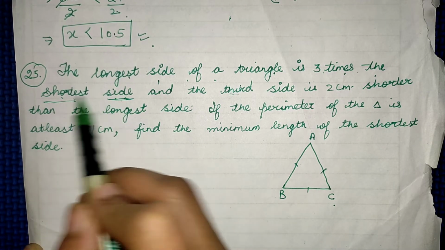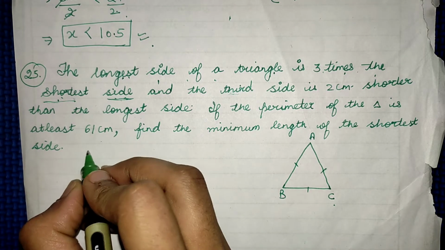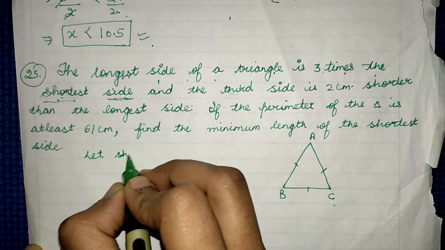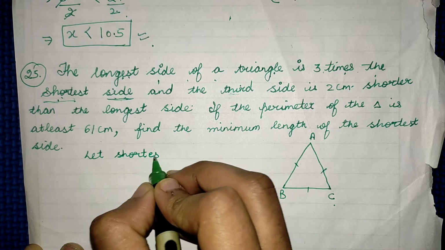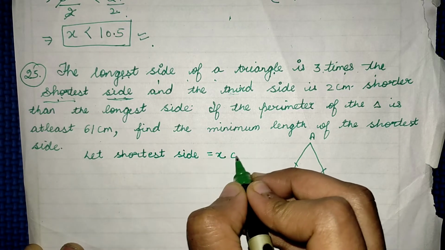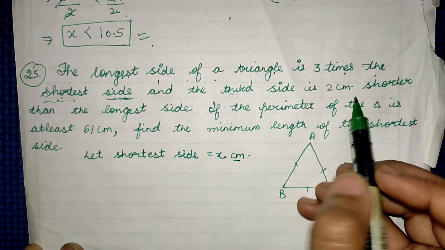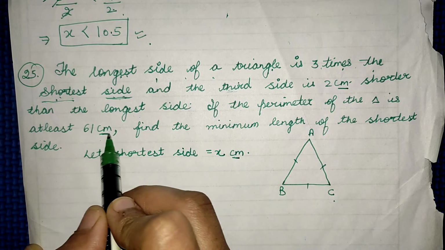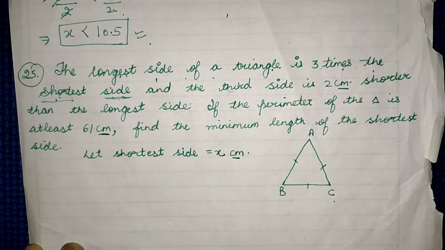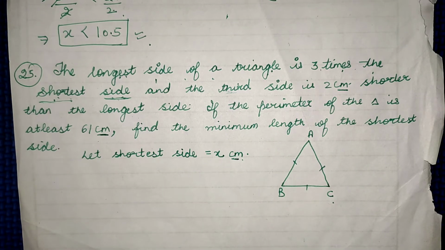So with respect to the shortest side, it is given, then we will imagine, let us suppose my shortest side is equal to x centimeter. Why have I taken centimeter? Because all the remaining dimensions are given to us in centimeter. So that's why I have taken it in centimeter.